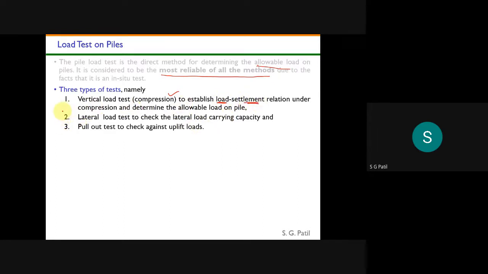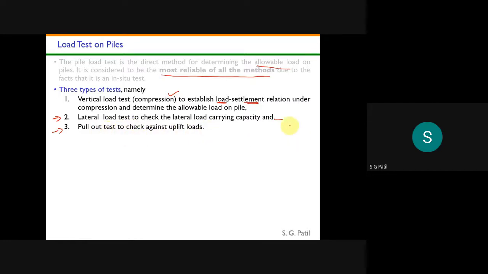Another type of pile load test is lateral load test. The lateral load test is meant to check the lateral load carrying capacity of the pile. And the third type is the pull-out test. Pull-out test is to check against uplift load.